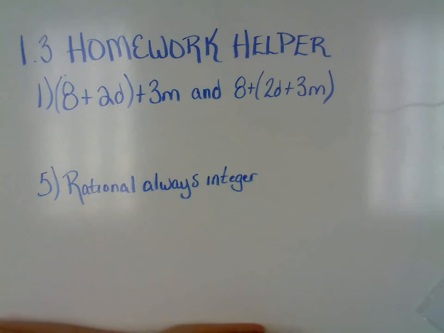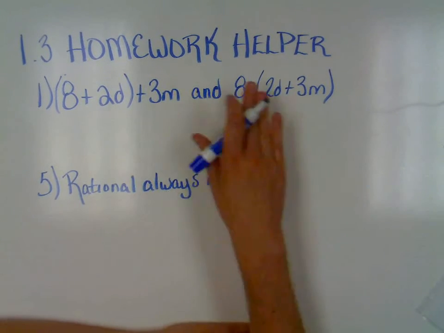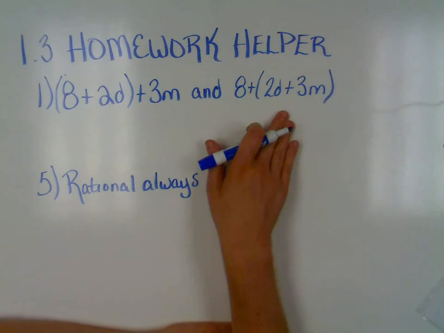This is the homework helper for Workbook 1.3 Properties of Numbers. We'll start with question 1, and you're going to approach 2, 3, and 4 in the same way. It's asking us to use properties to determine whether the expressions are equivalent. So they want to know if this and this represent the same thing.